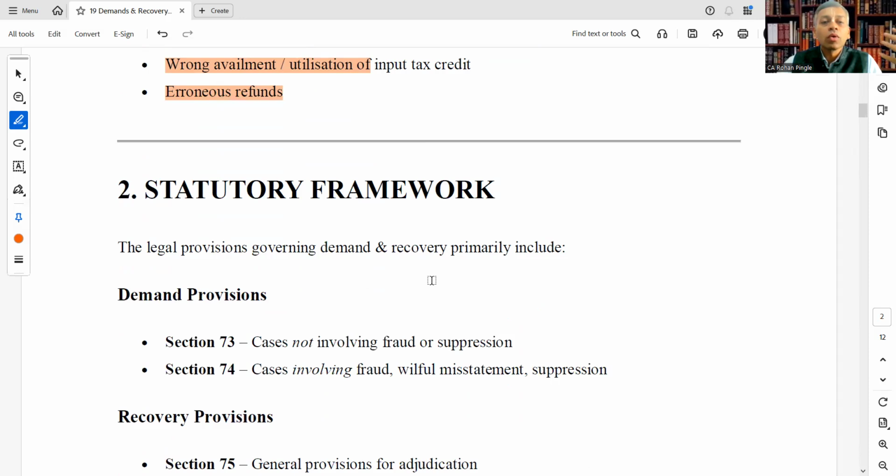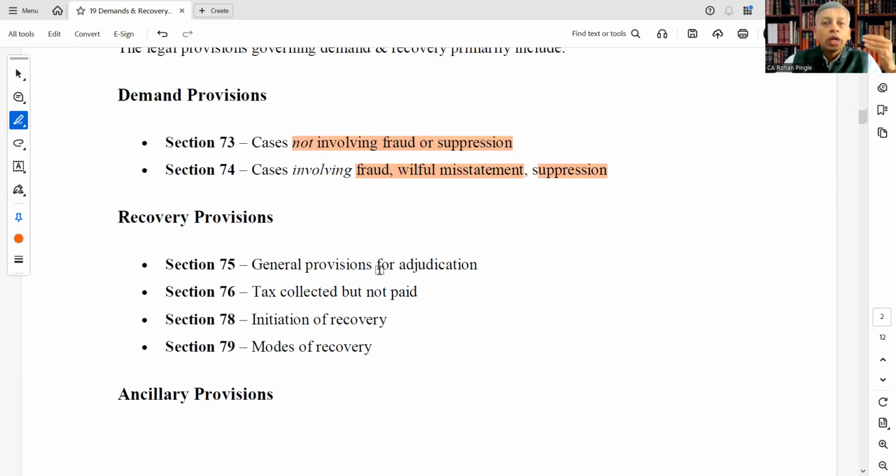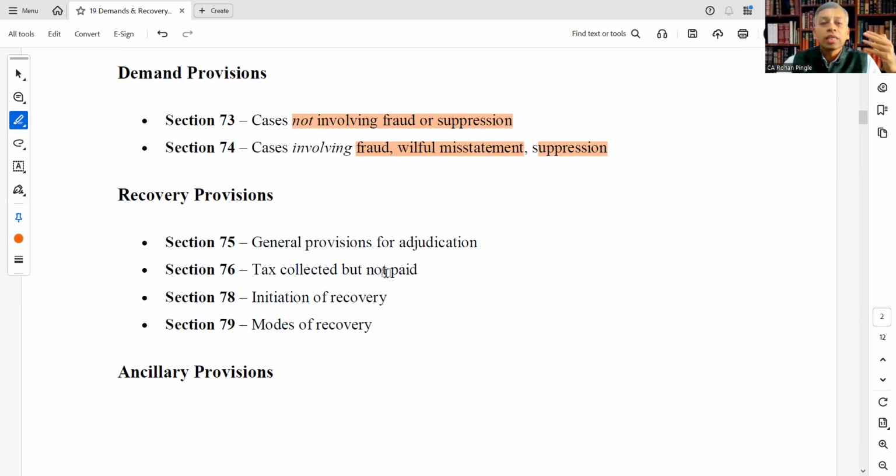Let's see what the statutory framework is. The main sections dealing with demand provisions are section 73 and section 74. Section 73 covers cases not involving fraud or suppression, and section 74 covers cases involving fraud, willful misstatement or suppression of the facts. Recovery provisions are sections 75, 76, 78 and 79.